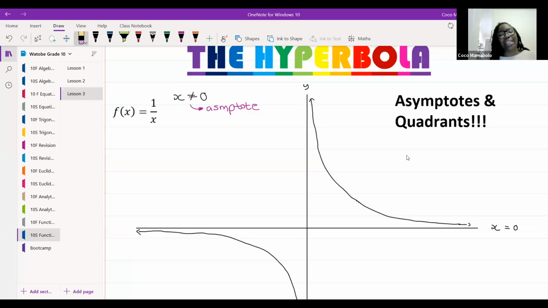All right, this is called an asymptote. Now, an asymptote is the part of the graph that we cannot touch.